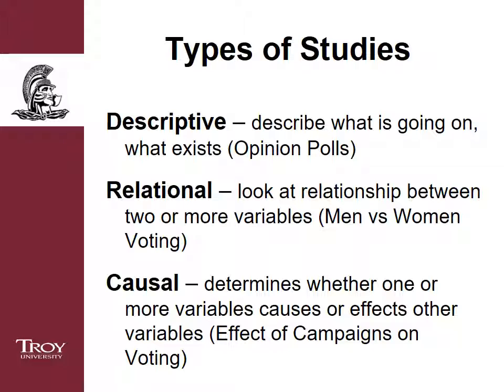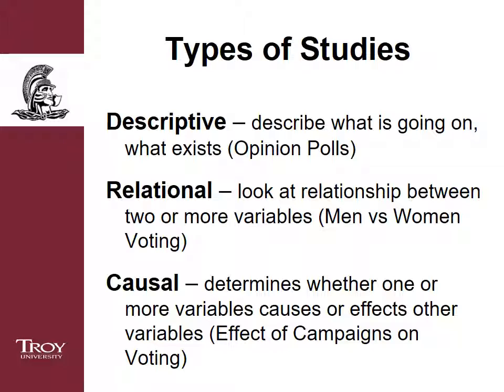Now, besides qualitative and quantitative, we can also talk about whether a study is descriptive, relational, or causal. In descriptive research, which can be quantitative or qualitative, you are simply trying to describe what is going on, what exists, right? So when people do an opinion poll, they are perhaps just trying to find out what people think. How many people support Obama? How many people support Mitt Romney? We're just trying to get an understanding there, to say this is what exists.